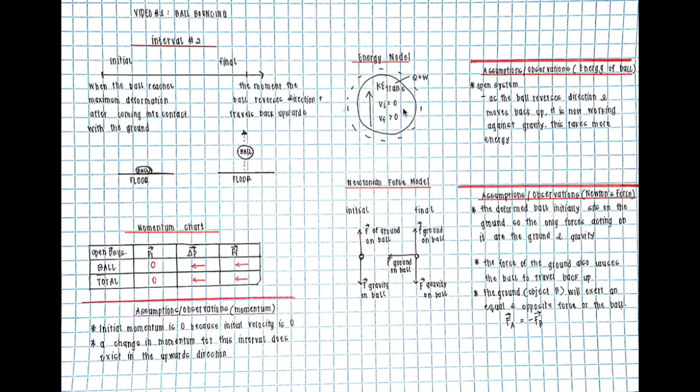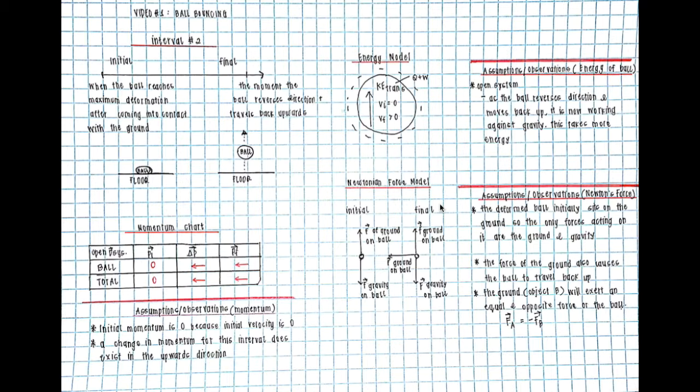The energy model tells us that kinetic energy initially is 0 due to no velocity and increases as it moves back up. It is an open system because as the ball reverses direction and moves back up, it is now working against gravity, and this needs more work, meaning less energy is conserved.